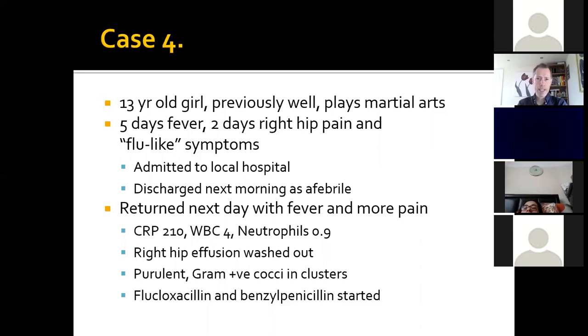But she returned the next day with fever and more pain, and she did have some bloods done and was found to have a CRP of 210, white cell count of 4, neutrophils of 0.9. And the hip pain was severe, and so she went on to have a right hip effusion diagnosed and washed out in theatre. It was purulent fluid with gram-positive cocci in clusters. And according to the local protocol, she was started on flucloxacillin and benzyl penicillin.